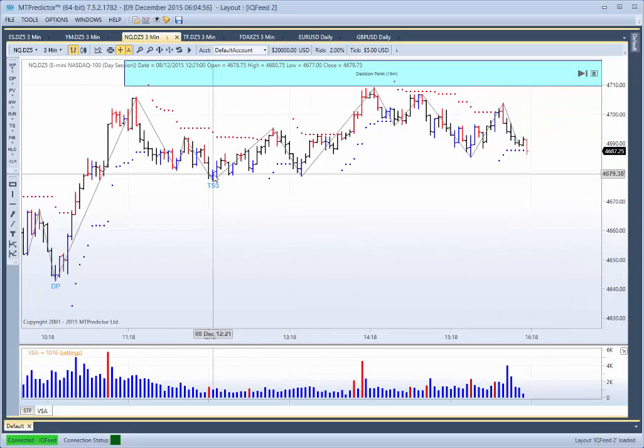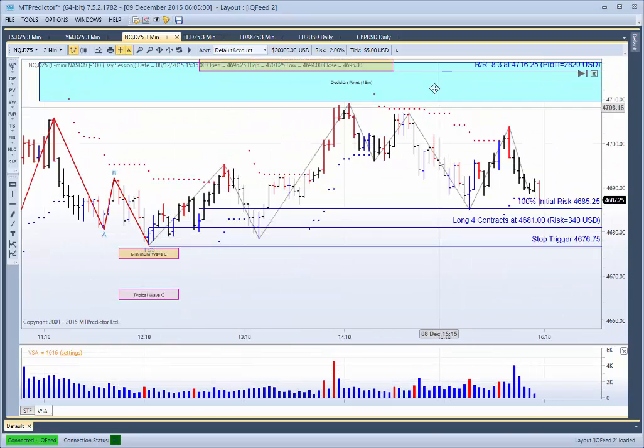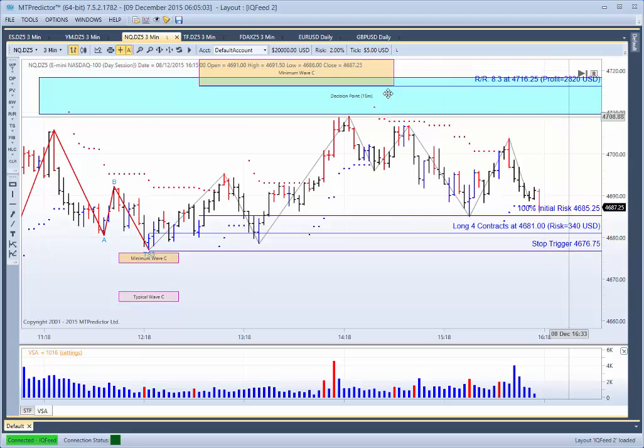So let's place the analysis on here. Now the initial target, you can see if I zoom in a bit, was right the way up here at a plus 8.3R, which is a very, very big profit. But to get there, it had to get through our 15-minute resistance, which I put on the chart earlier.